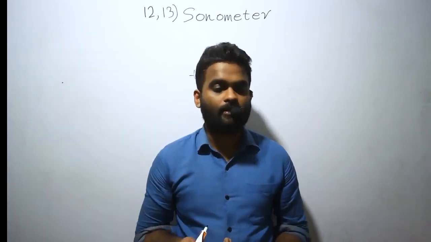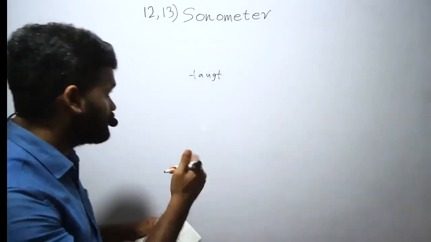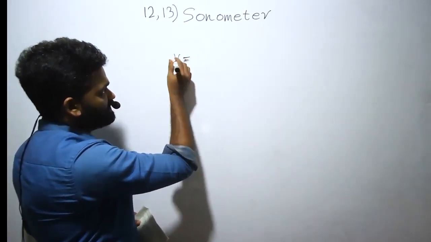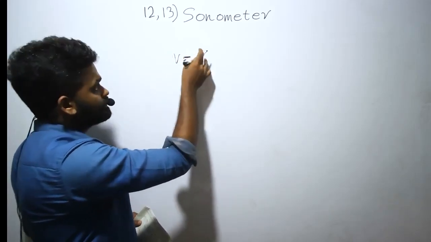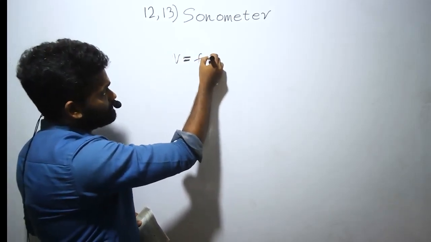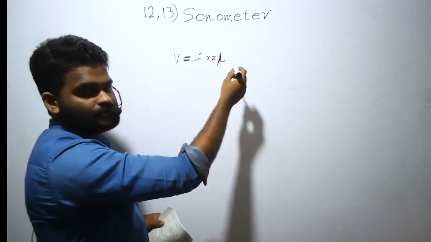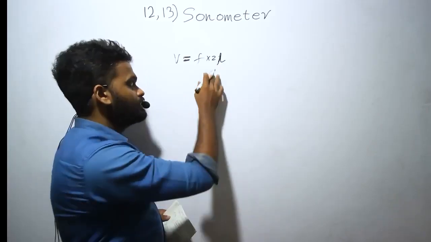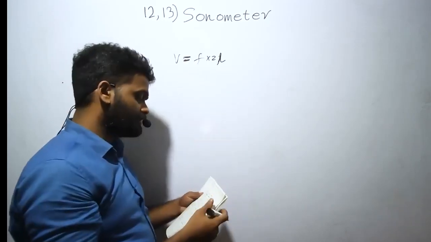So if it is a verification, obviously we have to go for a graphical method, right? So what is the verification? What do we have to verify? So V is tension divided by simple M, right? This is F times 2L. For this one also, we are using the same principle. We are going to have the fundamental frequency. So lambda is equal to 2L. Then this is frequency, right?